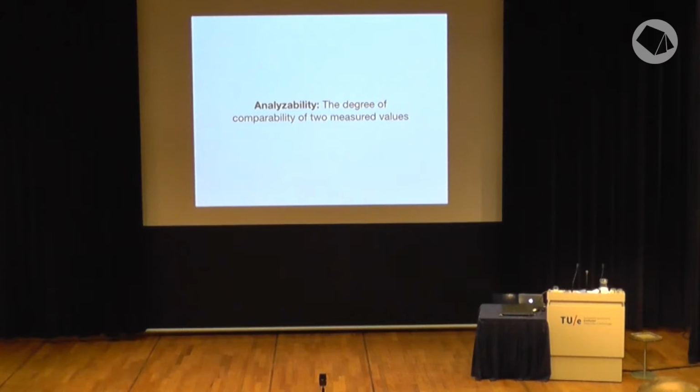Now, the last one is analyzability, and analyzability means what can you do with the value once you have that quantified measure out of your process characteristic. Can you compare it? How does it scale? And there are actually different levels of how analyzable a process metric is.